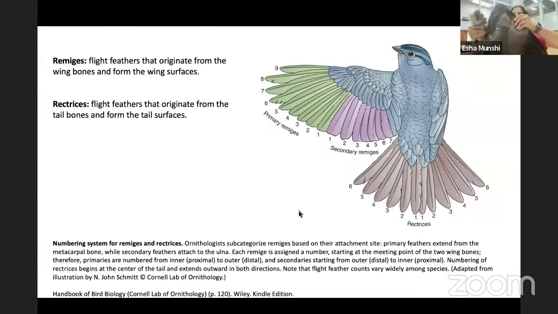So the feathers connected to the hand part of our equivalent are called primaries. You see this joint? I'm moving that joint. And all these feathers which are moving along with that joint are called primaries. The feathers which are connected from the wrist to the elbow are called the secondaries. And the tertials are the joining feather along with the body feathers of the bird.